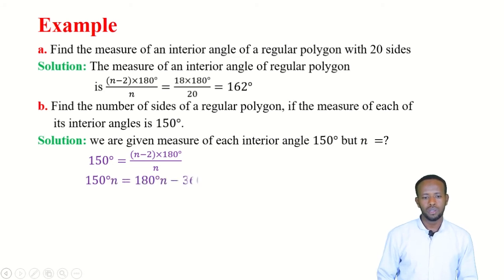So we can say 150 n is equal to 180 degree n minus 360 degree, and we bring 180 degree n to the left side, and we get negative 30 degree n is equal to negative 360 degree. Negative 30 degree n is equal to what? Negative 360 degree. Now to get n, what must we do?